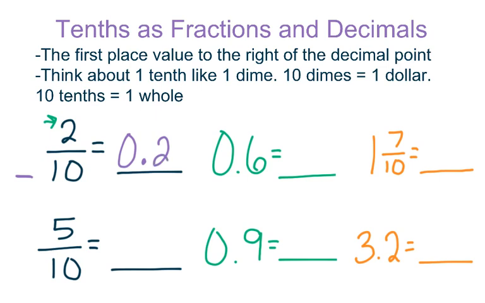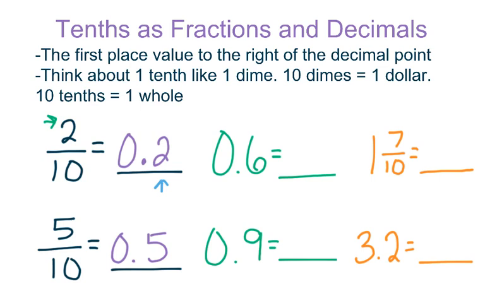Same as if we're looking at 5 tenths. So we would rewrite 5 tenths as a 0 in our ones place because there's no whole number, and then a 5 in our tenths place. And that's it. Those 2 tenths, and we also read this as 2 tenths because that's the place value it's in. Those two are equivalent. Our fraction and our decimal are equivalent.